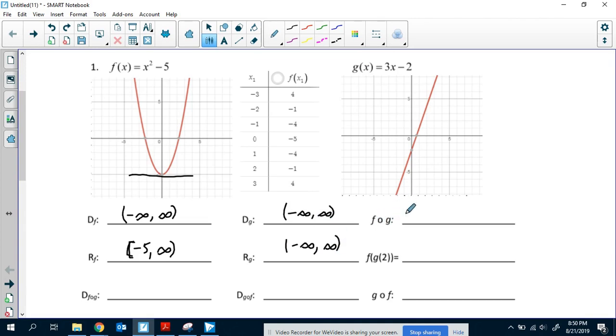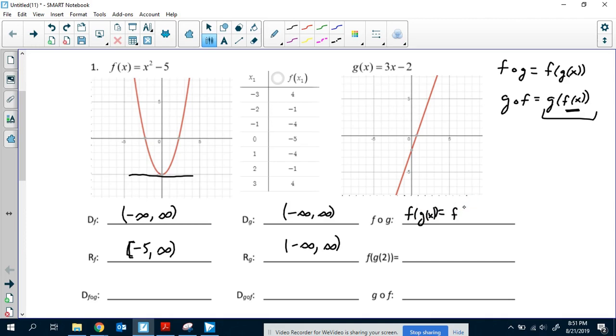As we look at f of g, one thing that I want to make clear is that f little o g is the same thing as f of g of x. Likewise, g little o f is the same as g of f of x. We do the inside first, and then we do the outside. It's kind of like moving from inside to out. So when we look at this, we're doing f of g of x. Sorry, I'm missing a parenthesis.